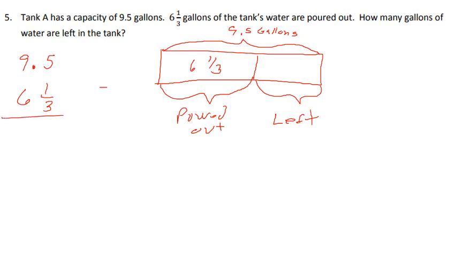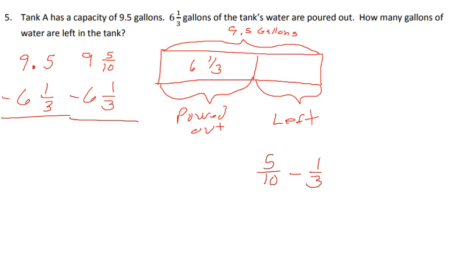Well, that's interesting. I've got a decimal and a fraction. Well, how about if I convert this decimal into a fraction? And the way I do that, if you remember, is I have 9 wholes and I have 5 in the tenths place. So it'll be 5 in the tenths place, and we're subtracting 6 and 1/3. So now let's subtract our fractions first. 5/10 minus 1/3.